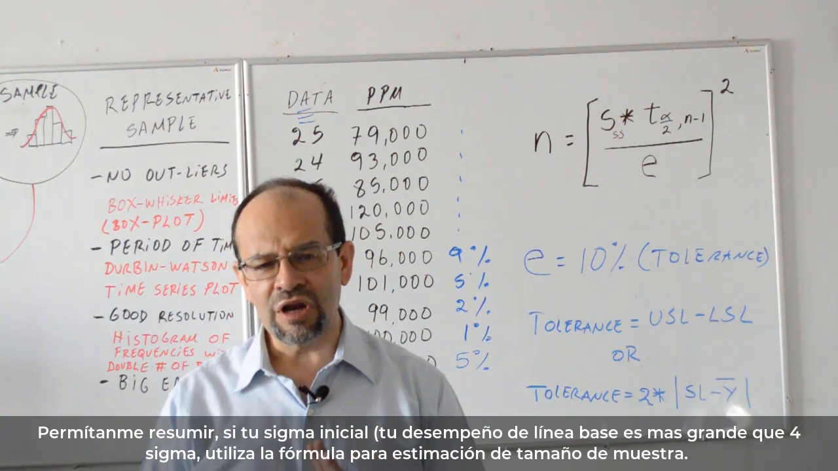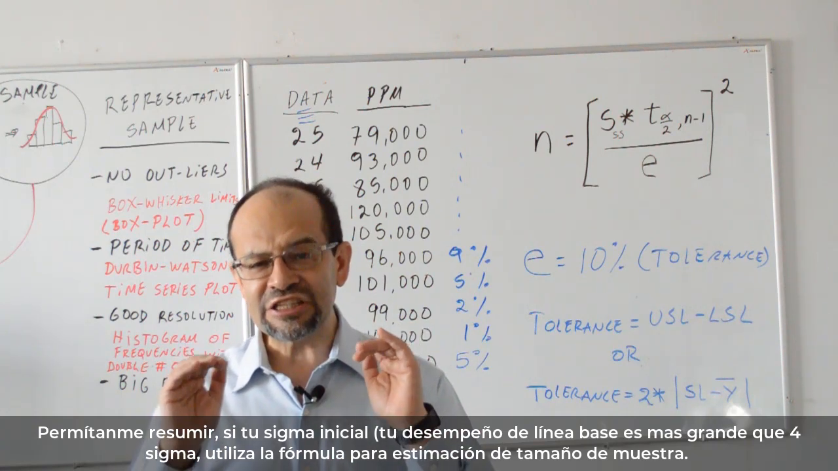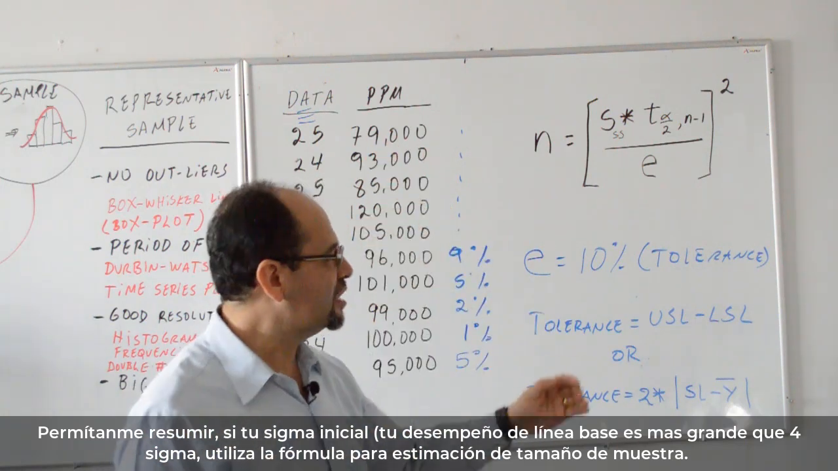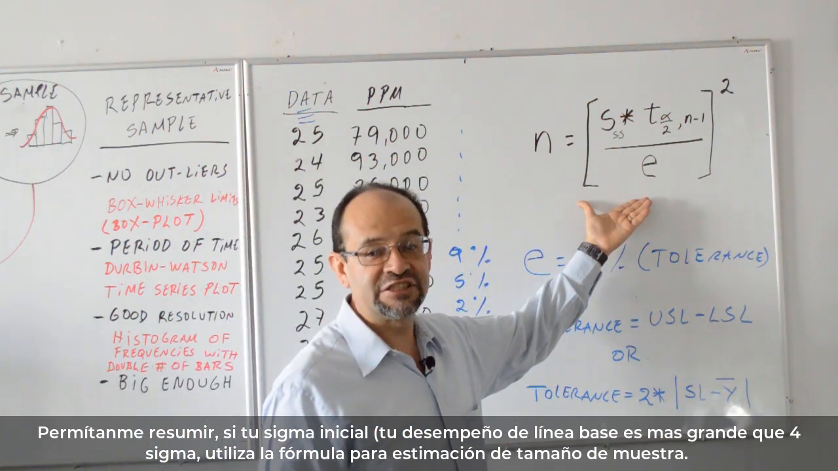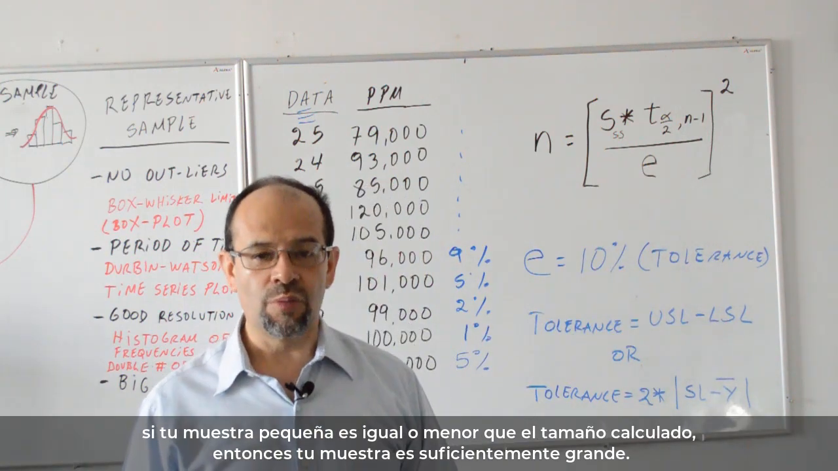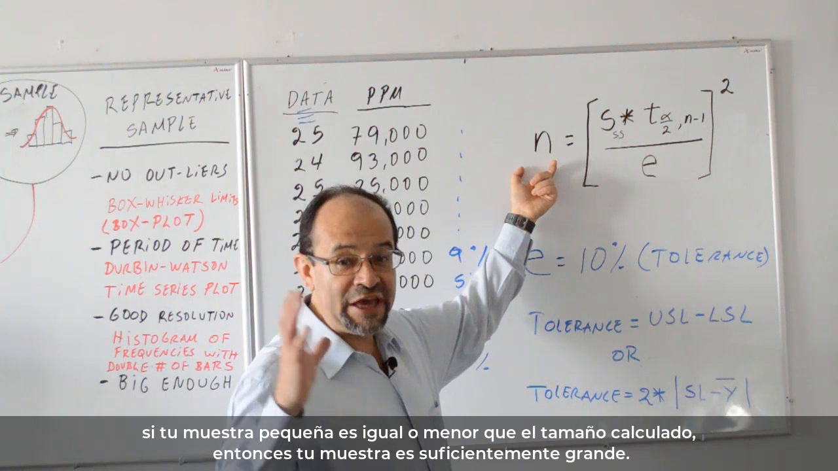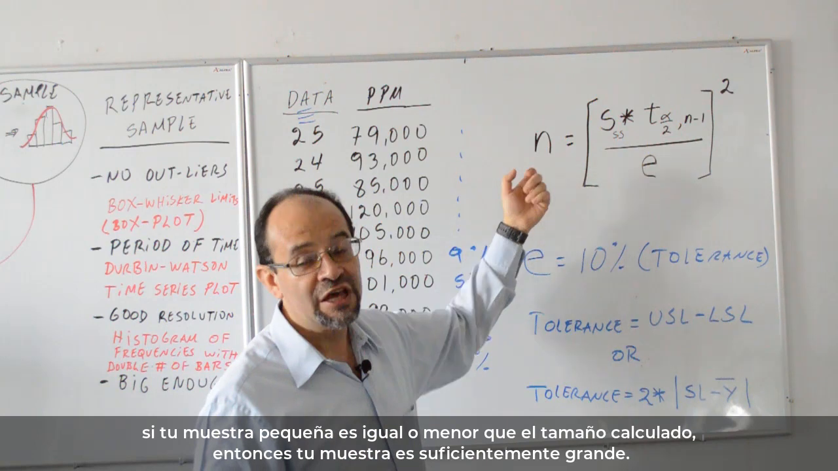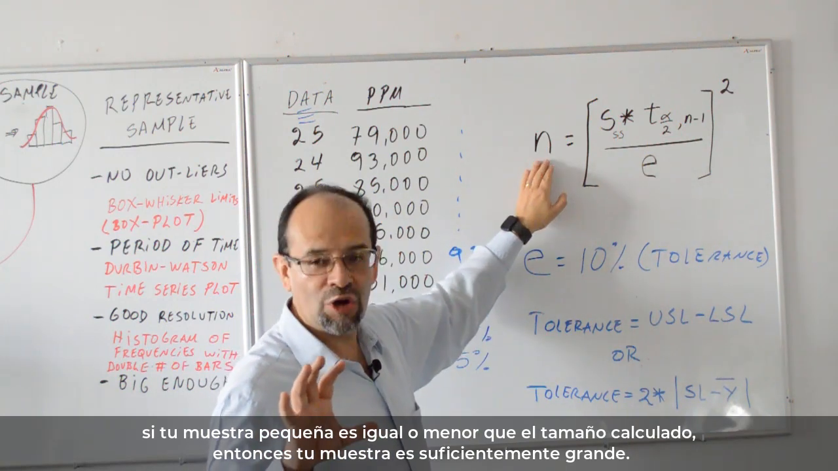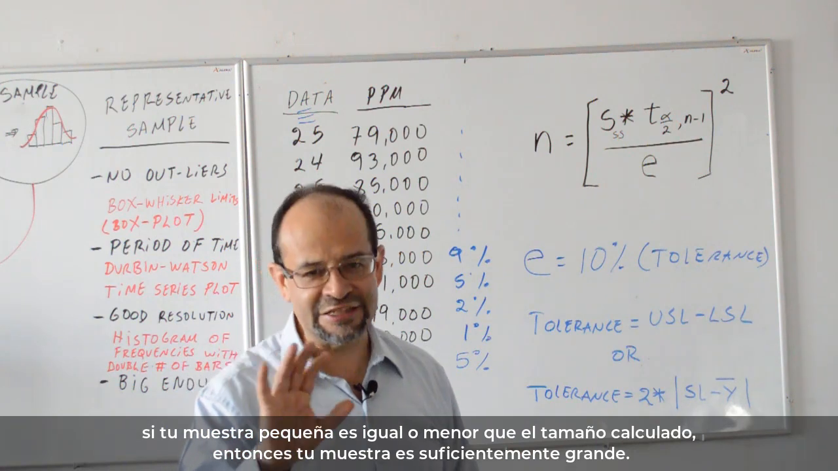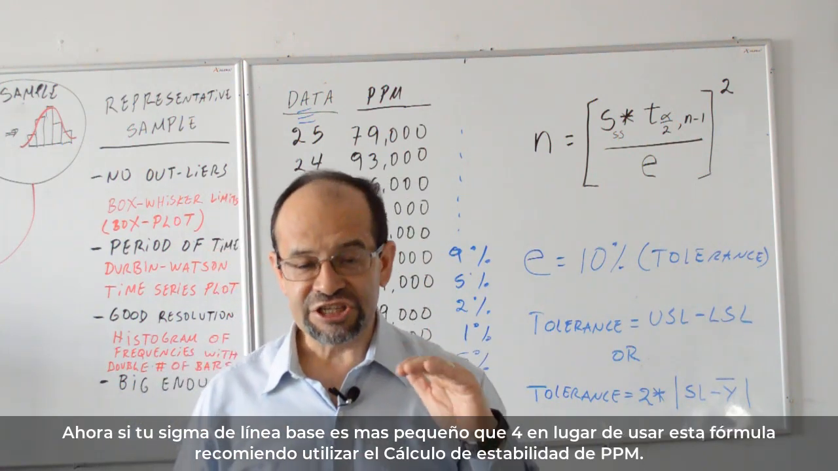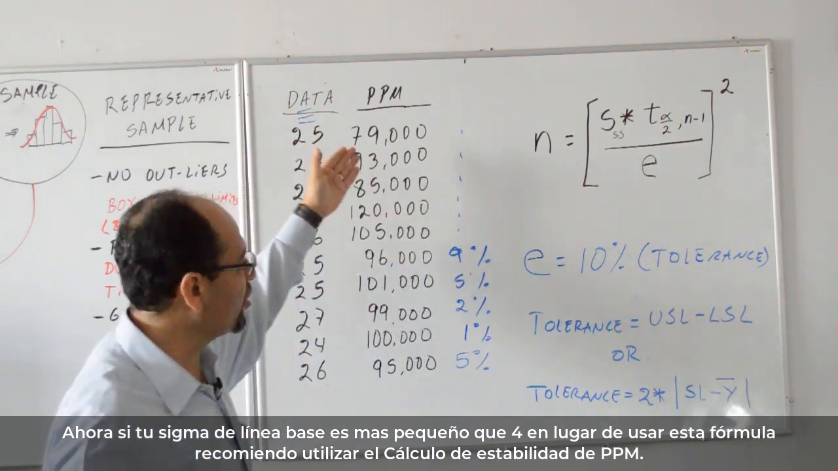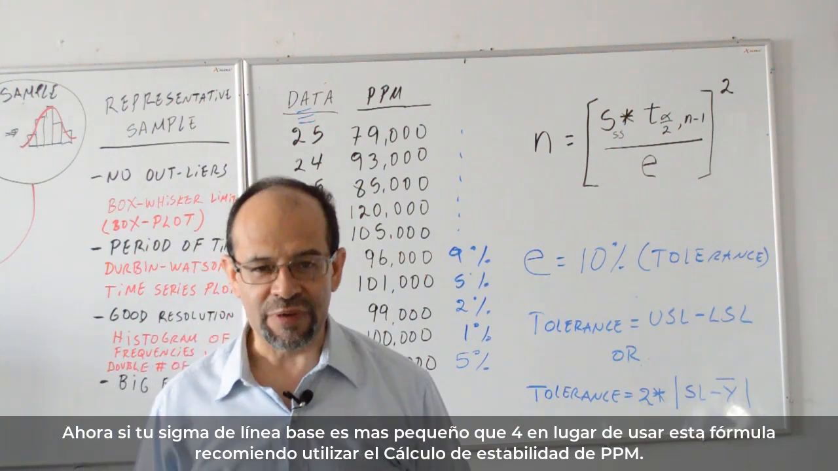Let me just summarize. If your initial sigma, your baseline performance, is greater than 4 sigma, use sample size for estimation, which is this formula. But if your size is bigger than your sample, you should increase your sample until you reach this value. If your sample is equal or bigger than this value, your sample size is big enough. Now, if your initial sigma, your baseline sigma, is smaller than 4, instead of using this formula, I recommend using the stability of ppm's calculation.